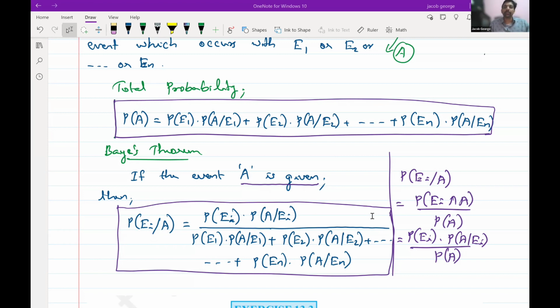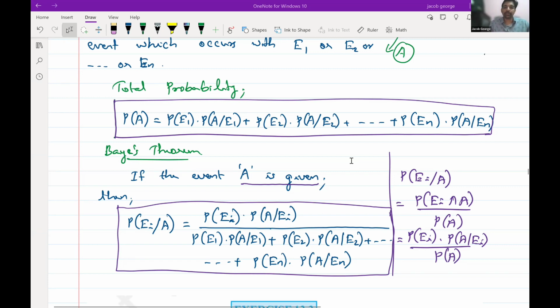Bayes theorem is P of Ei into P of A given Ei in the numerator, divided by the total probability. That is P of A. The entire formula we copy in the denominator. Numerator is P of Ei into P of A given Ei, upon the total probability. This is the Bayes theorem.